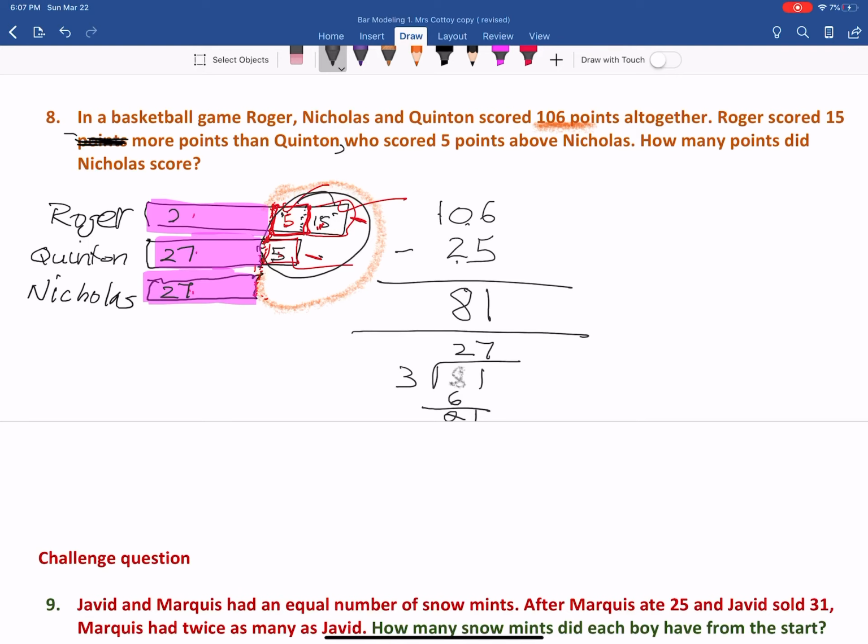27. We can easily find out, not that they asked, but if the question was how many points did Roger score, we could easily add 27 to 5 to 15. If we had to find out how many points Quinton scored, it would be 27 plus 5. And because we're finding out how many Nicholas scored, it's 27.